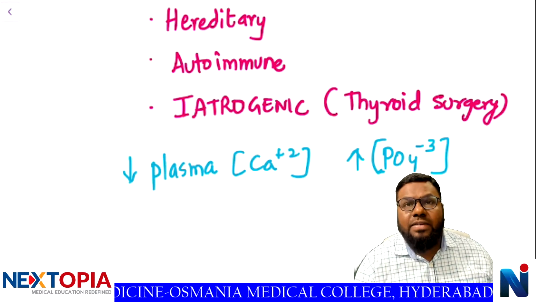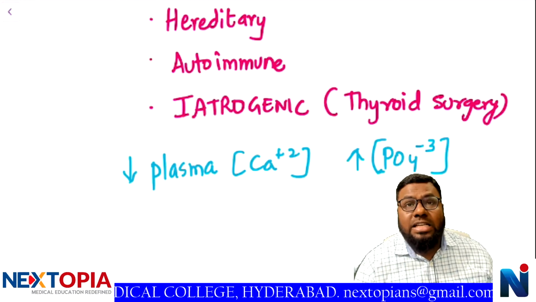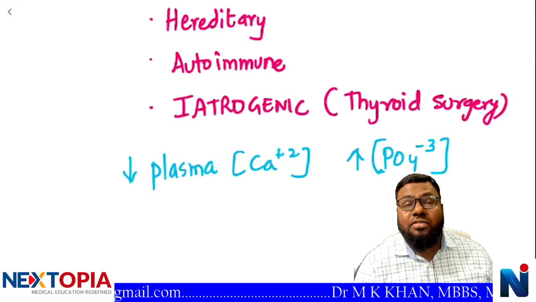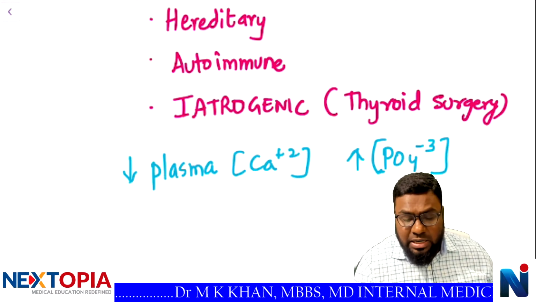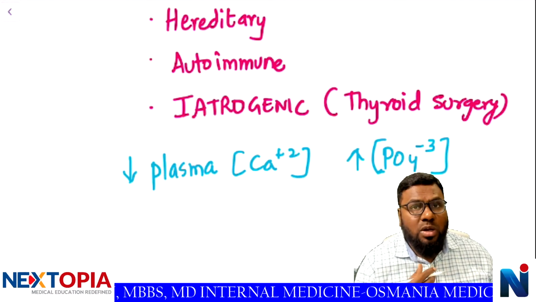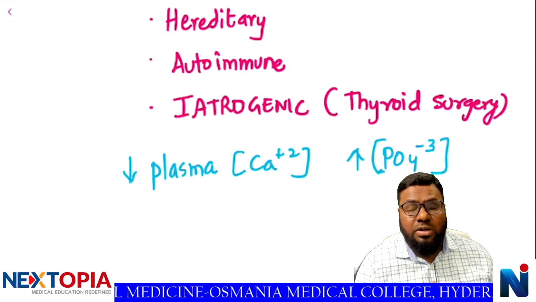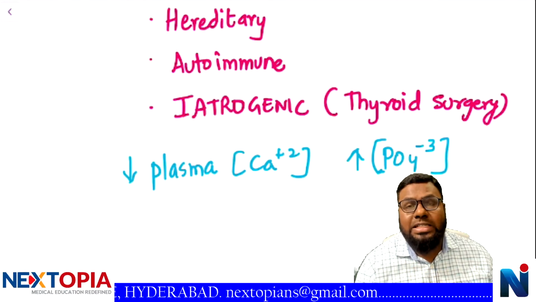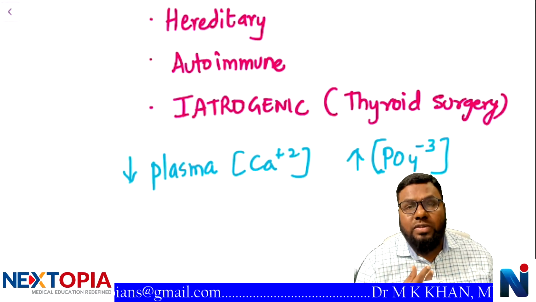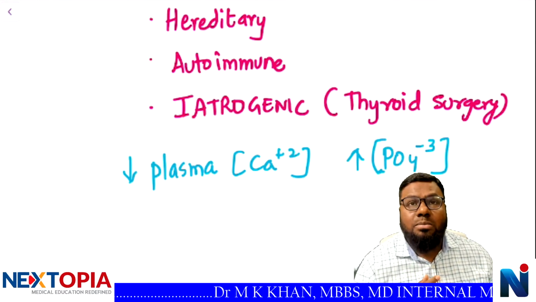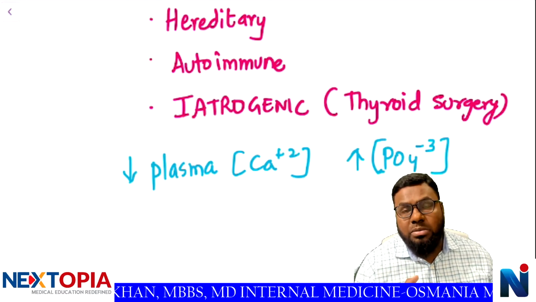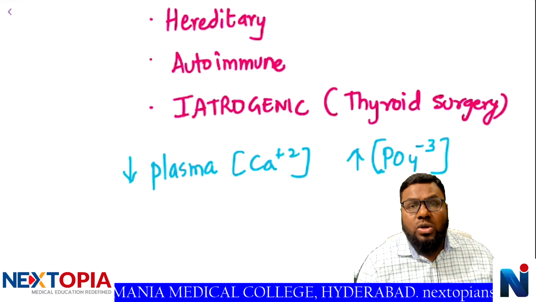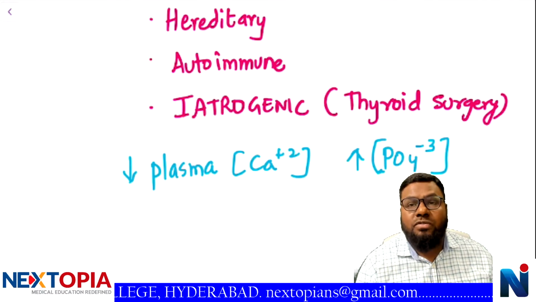In hypoparathyroidism, the plasma phosphate levels increase because of the loss of the normal action of parathormone, which is to inhibit phosphate reabsorption. Parathormone is not available in the kidneys, in the proximal convoluted tubule. So in the proximal tubule, more and more phosphate is reabsorbed from the filtered load, and the patient develops hyperphosphatemia. So we'll try to understand what are the symptoms of hypocalcemia.